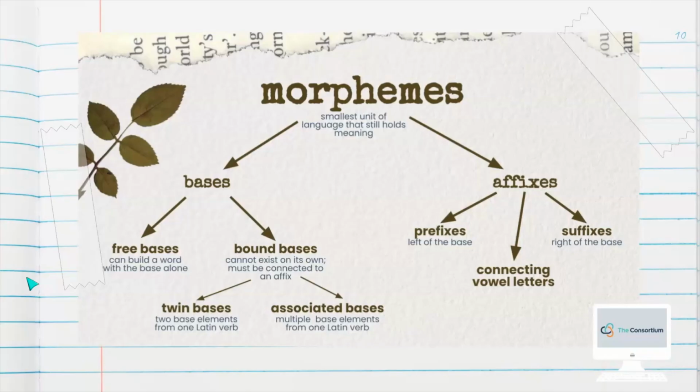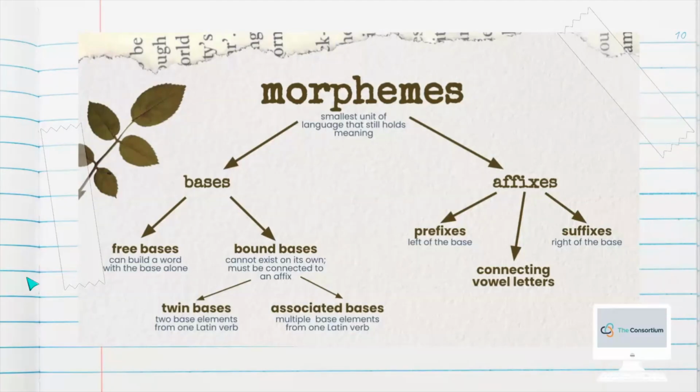But we have bases, and those are the ones that have the main meaning part of the word. Those can be further sorted into free, which you would recognize as a word all by itself, like the word read, R-E-A-D. It's a word. It's also a morpheme because I can't break that word down into any smaller parts. And there's also bound bases. When you first start doing this work, you're probably not going to recognize those.